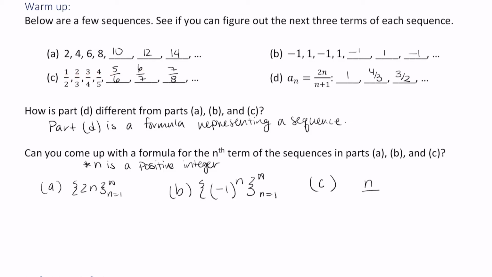So I'm going to have n divided by something. But divided by what? Well, for the first term, I have 2, and 2 equals 1 plus 1. For the second term, we have a 3 in the denominator, and 3 equals 2 plus 1. Let's do one more. For the third term, we have a 4 in our denominator, and 4 is equal to 3 plus 1. So if you notice, it's always the nth term plus 1 in the denominator.